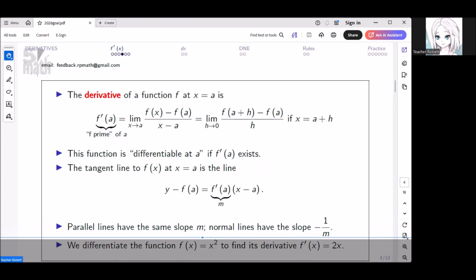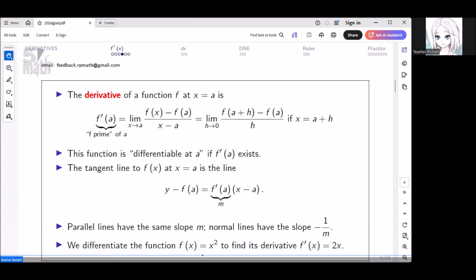Parallel lines have the same slope m. Normal lines have the slope -1/m. We differentiate the function f(x) = x² to find its derivative, f'(x) = 2x.